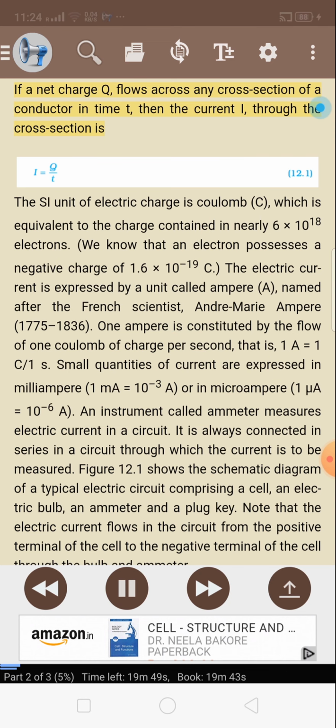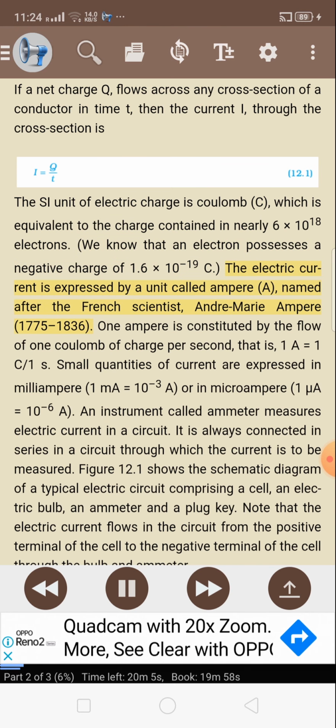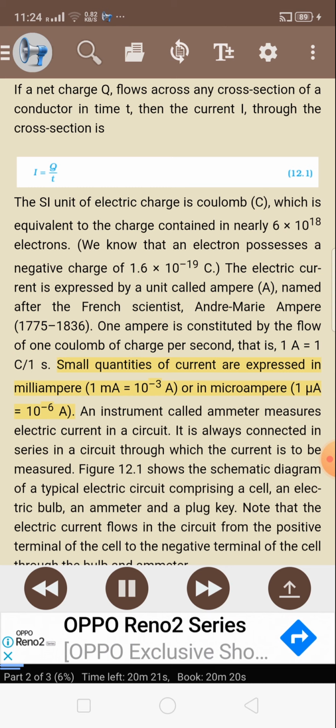If a net charge Q flows across any cross-section of a conductor in time t, then the current I through the cross-section is I = Q/t. The SI unit of electric charge is coulomb, C, which is equivalent to the charge contained in nearly 6 times 10^18 electrons. We know that an electron possesses a negative charge of 1.6 times 10^-19 C. The electric current is expressed by a unit called ampere, A, named after the French scientist André Marie Ampère, 1775-1836. 1 ampere is constituted by the flow of 1 coulomb of charge per second, that is, 1 A equals 1 C/1 s. Small quantities of current are expressed in milliampere, 1 mA equals 10^-3 A, or in microampere, 1 µA equals 10^-6 A.